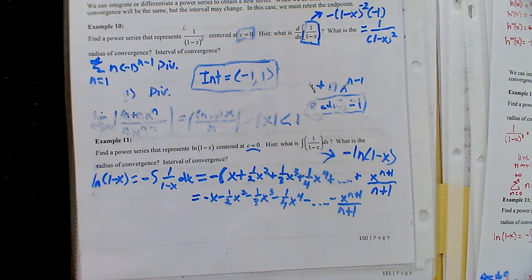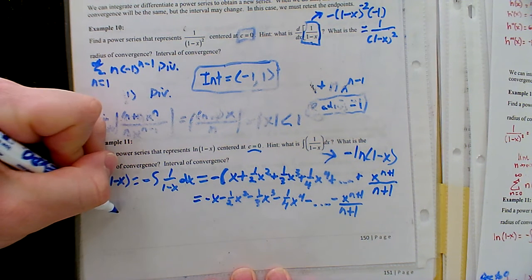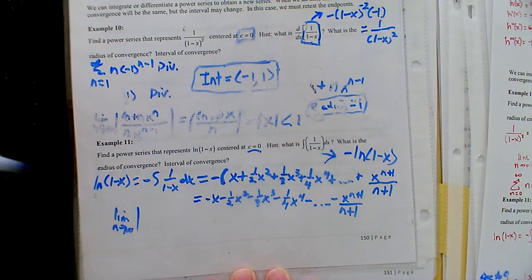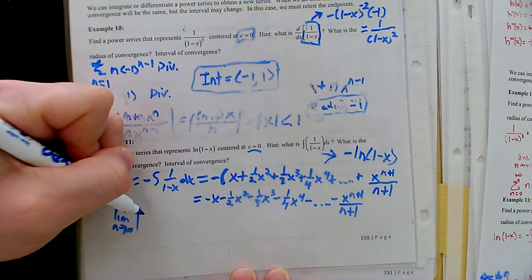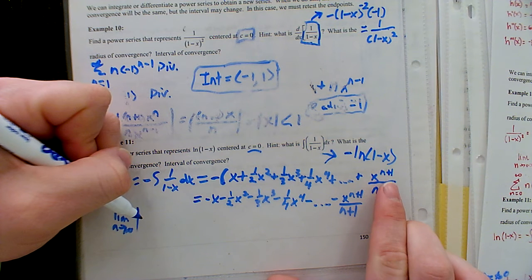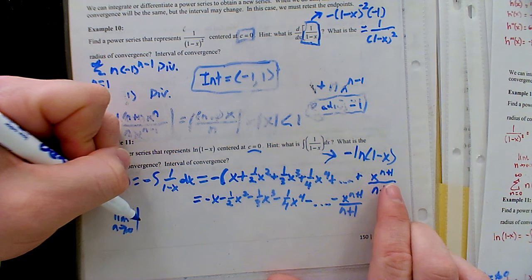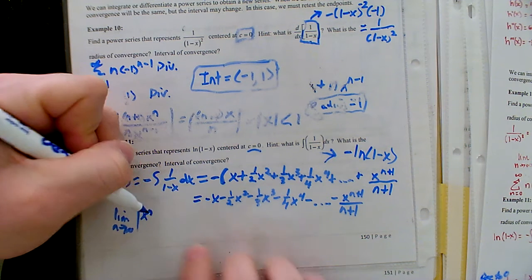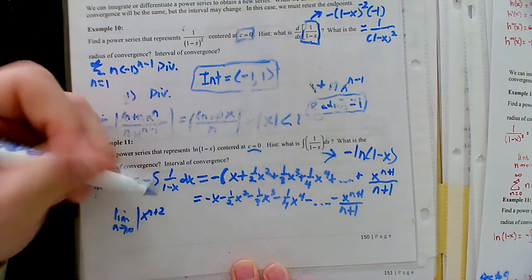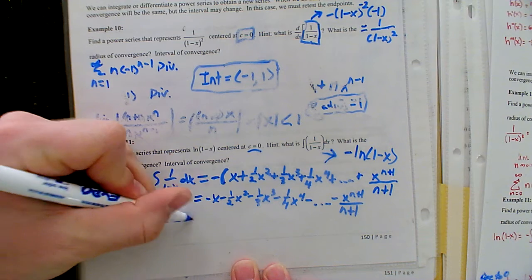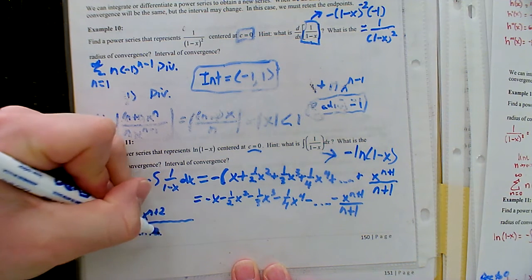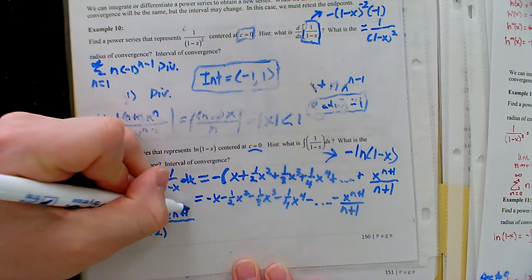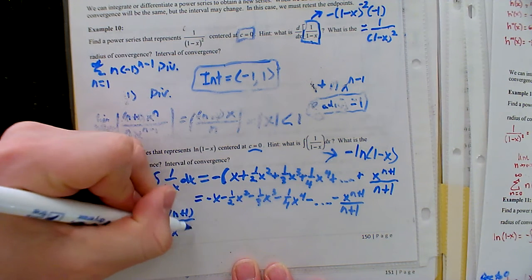So last step, we need to find radius and interval. So ratio test again. Limit as n goes to infinity. Absolute value. So we need to do the n plus 1 term. Well, remember, it's already n plus 1. So what's n plus 1 plus 1? Well, we have the n plus 2 term. So x to the n plus 2 over n plus 2. Again, multiplied by the reciprocal, n plus 1, x to the n plus 1.